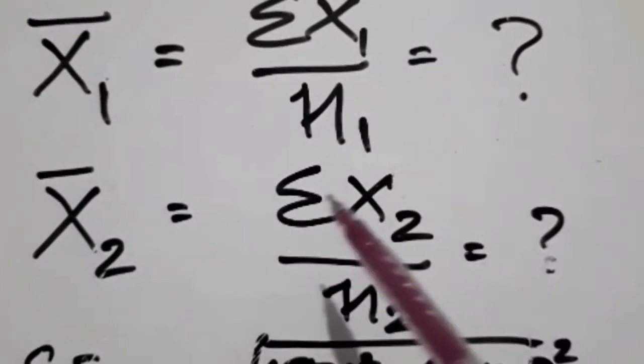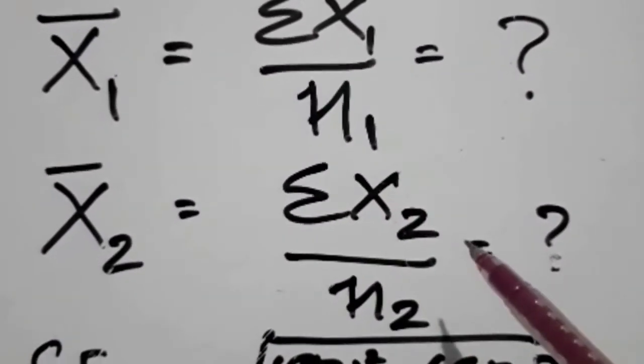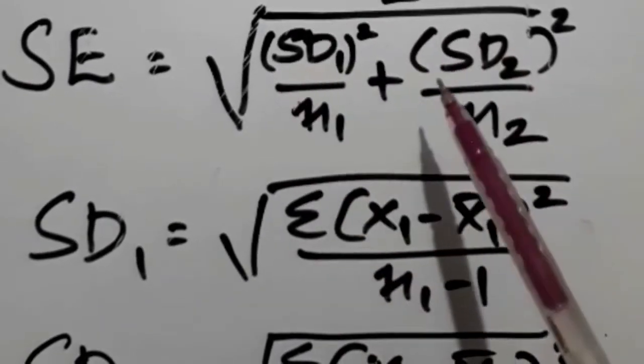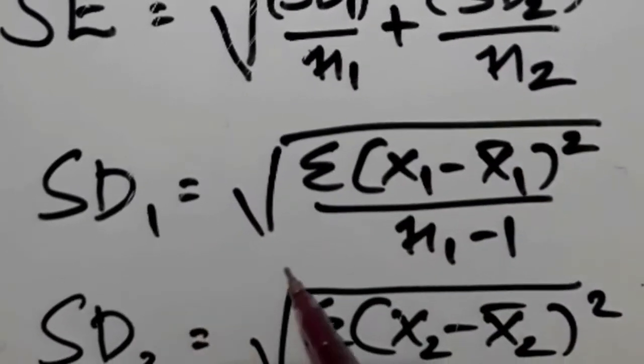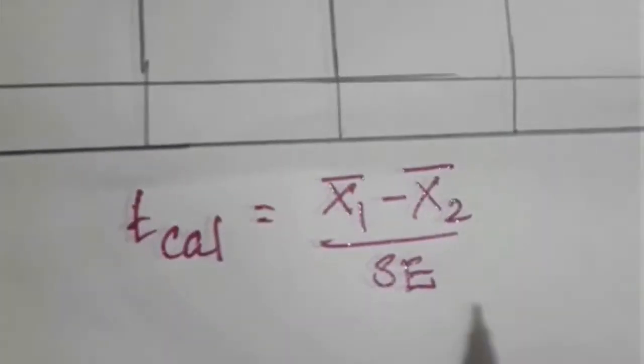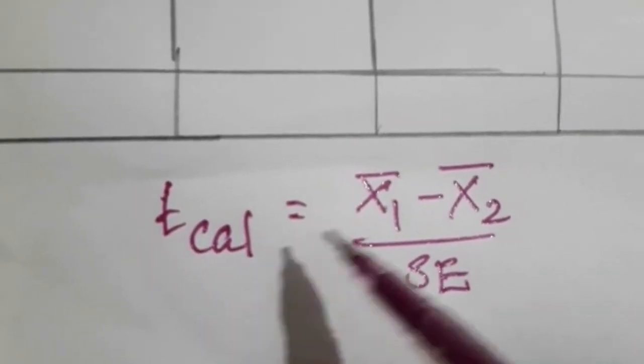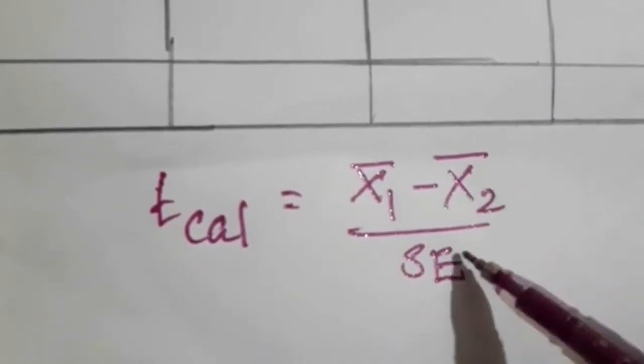Then x2 bar is equal to sigma x2 divided by n2. This is also we have to find out. Then standard error, this is also we have to find out by using this formula. And here SD1 and SD2 also we have to find out by using the formula. So here first, t calculated value is equal to x1 bar minus x2 bar divided by SE.